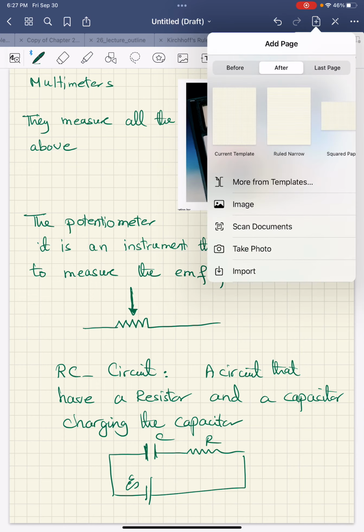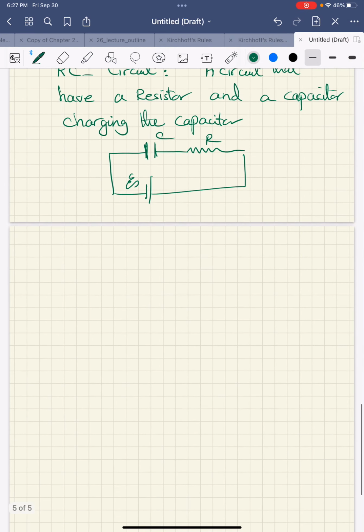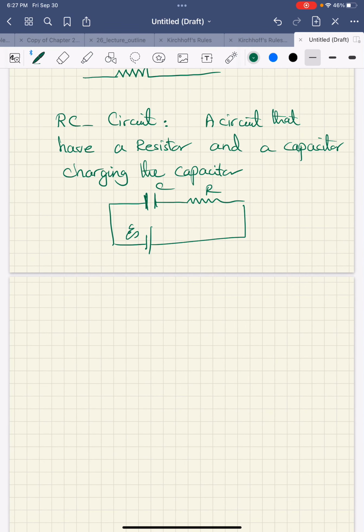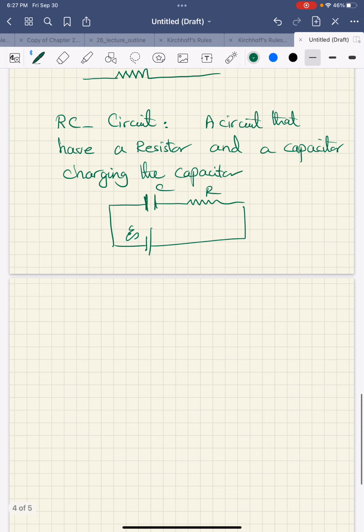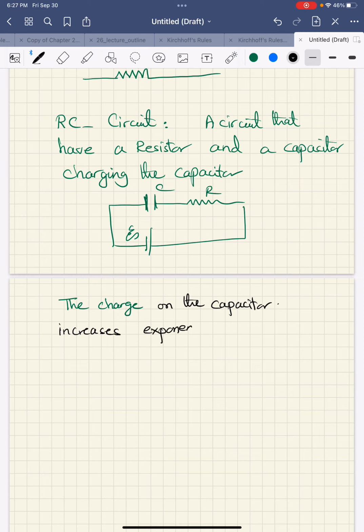Therefore, the capacitor is going to start increasing its charge. Now the charge on the capacitor will grow exponentially. It increases exponentially in this circuit, with a time constant, which we're going to explain.